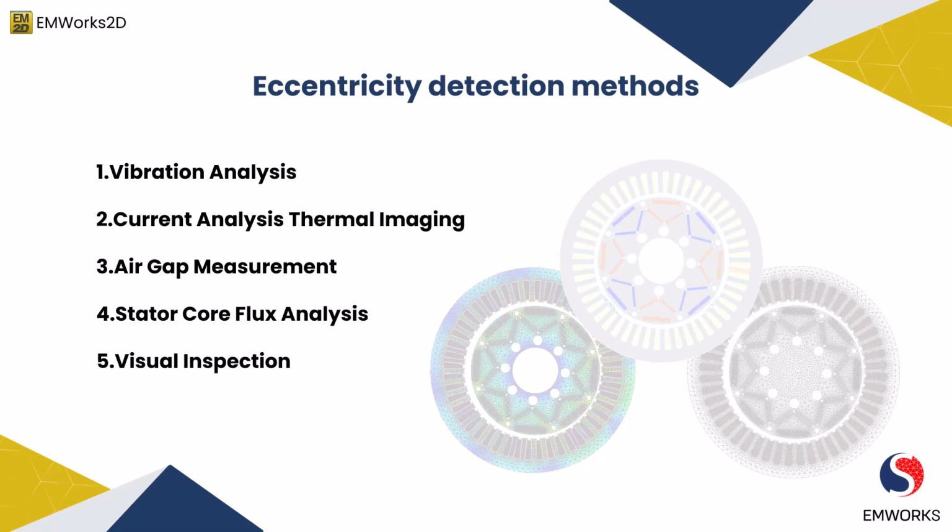And finally, we could have a visual inspection. A visual inspection of the motor can sometimes reveal physical signs of eccentricity, such as misalignment of rotor and stator, rotor rubbing against the stator, or abnormal wear patterns. Inspecting the motor for any visible anomalies or damages can provide an initial indication of eccentricity.